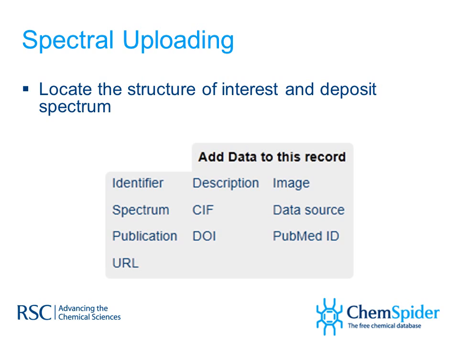It's very simple to upload a spectrum. All you need to do is be a registered user of ChemSpider. You don't have to register to use it, but you do have to register to add data so we know who it's coming from. Simply locate the structure of interest and deposit the spectrum against it by clicking on Add Spectrum. It's a very simple process.